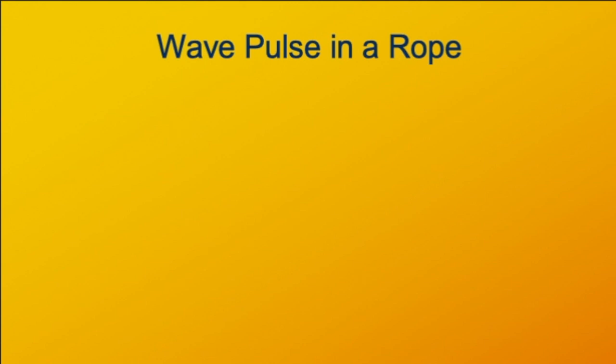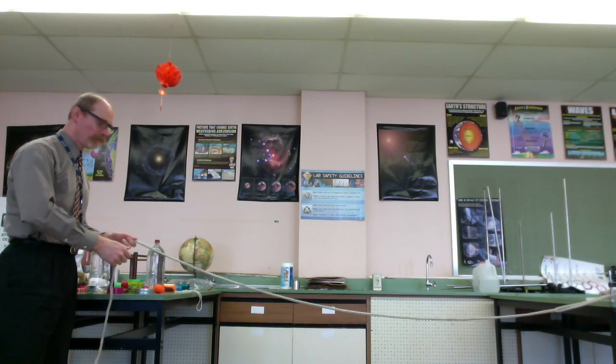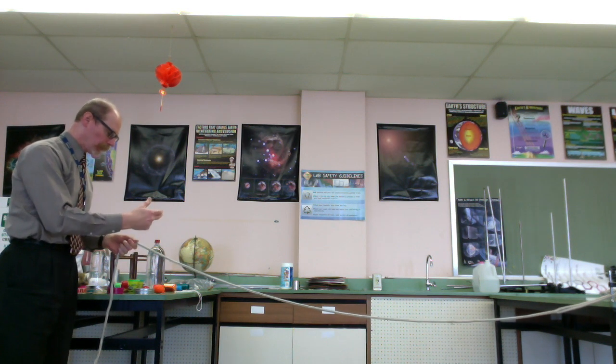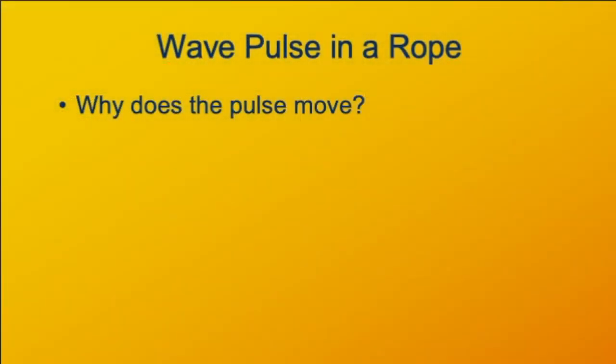A very simple type of wave is a one-dimensional wave in a rope. Here I have a rope. It's a fairly heavy rope. It's not like a climbing rope, but it's a fairly heavy rope. And if I tap the rope, you'll get a wave that goes along the rope. Travels down the rope.